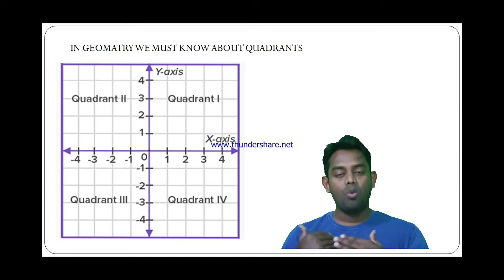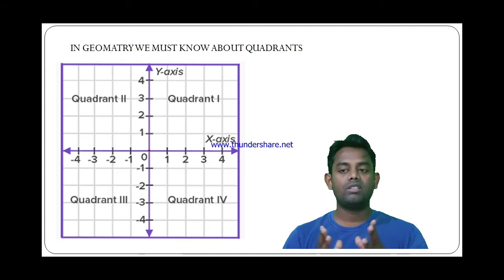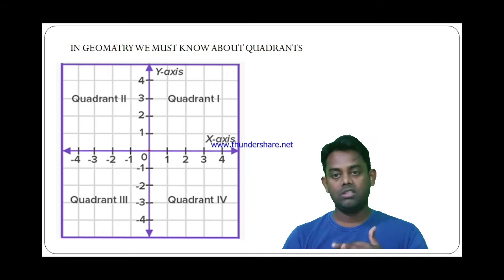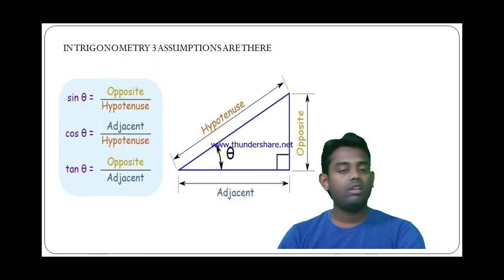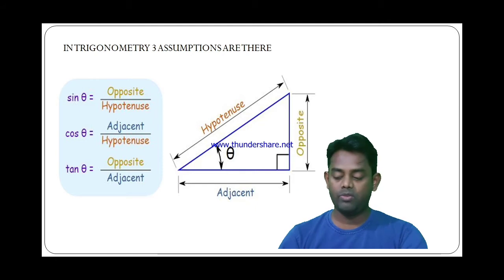Second quadrant, x-axis is negative and y-axis is positive. In third quadrant, x-axis is negative, y-axis is negative. And in fourth quadrant, y is negative and x is positive. So we must have basic idea about this before going to trigonometry.